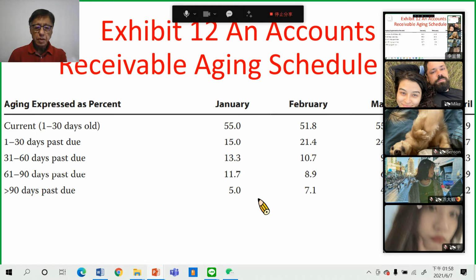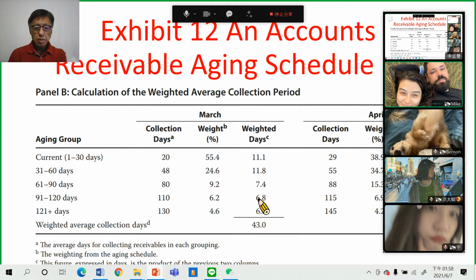So this percentage we will then use to get the weighted average for the collection period. This is slide 90. We see aging groups for March and April in this example. We have the collection days, and this is the average. For current, 1 to 30 days, the average is 20 days for March. For 31 to 60 days, the average is 48 days. For 61 to 90, 80 is the average. And so we adjust this.